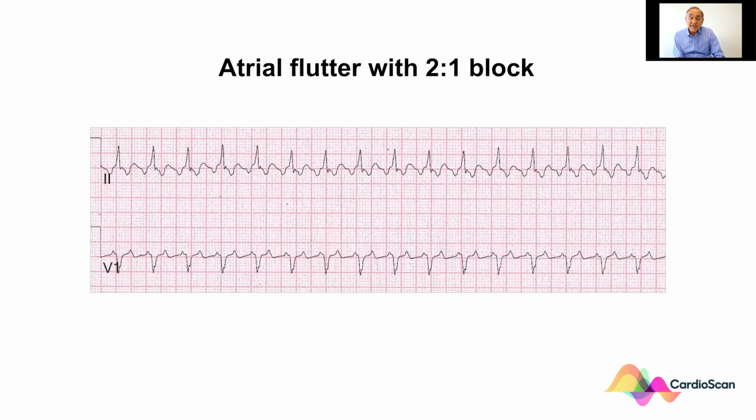Here is the normal scenario of atrial flutter with 2-to-1 block. So rates of 180 to say 220 can still have a block occurring. But faster than that, it's always going to be a block.